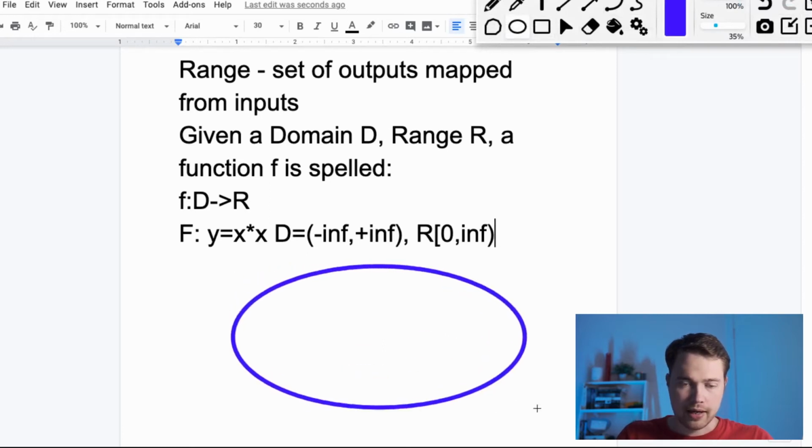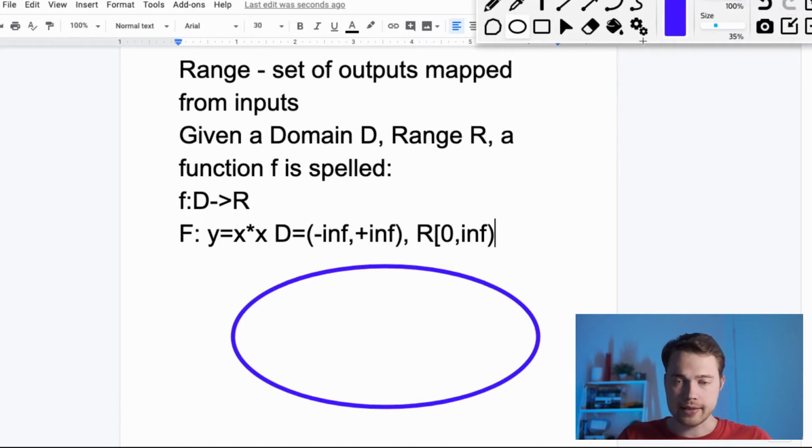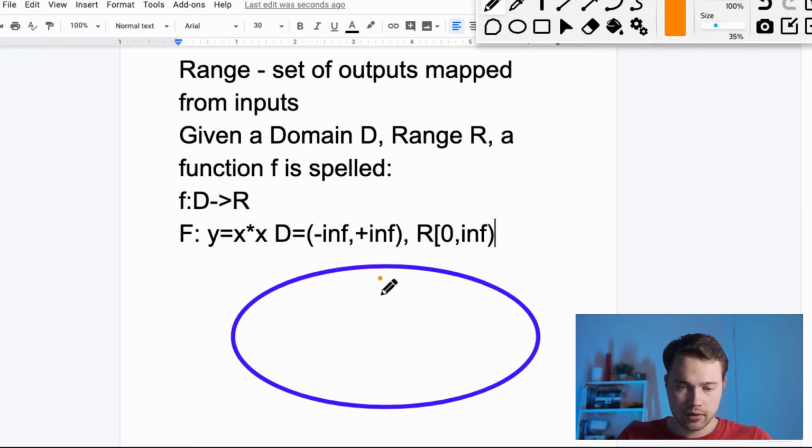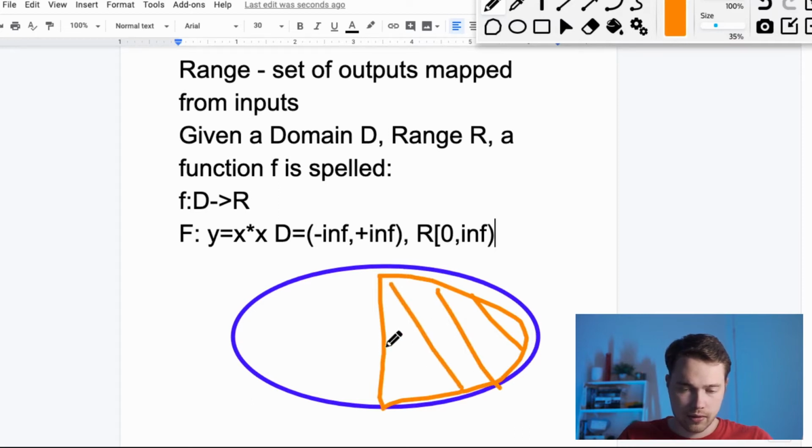So let's say that is our D, right? If all numbers in the world are located in this set, then only half of it, so it'll be like this, right? Only half of it would be R, because it'll go from 0 to infinity. Cool, hope it makes sense. So that is the formal definition of a function.